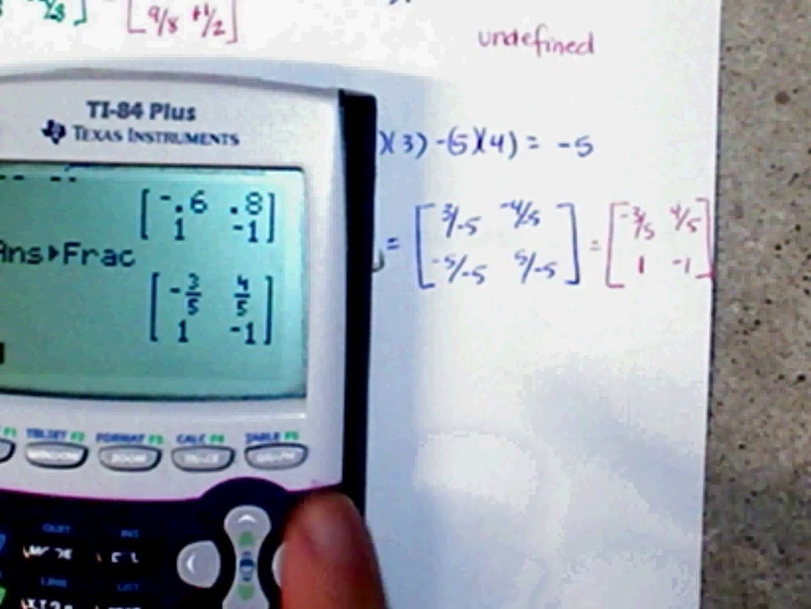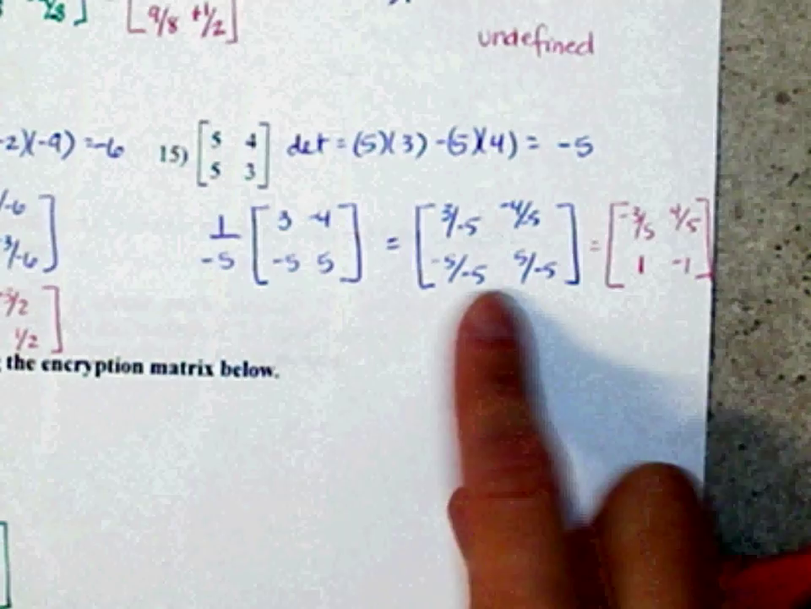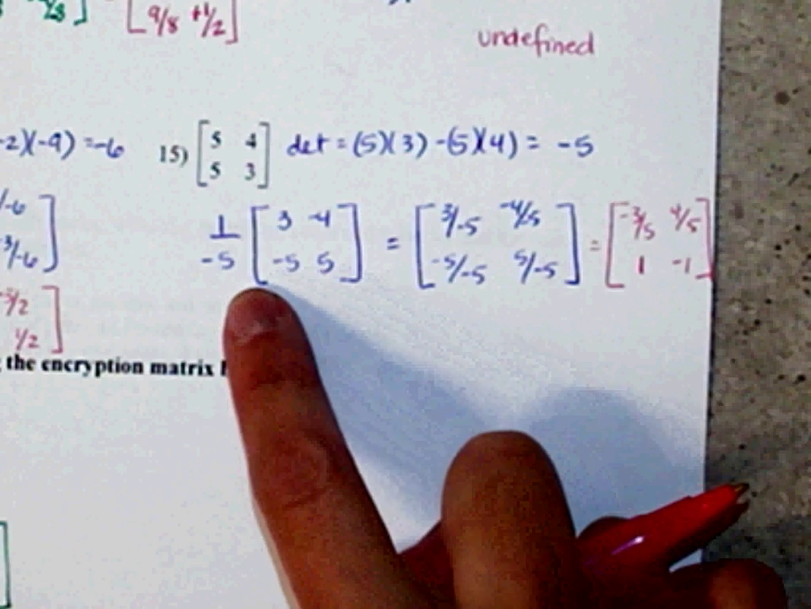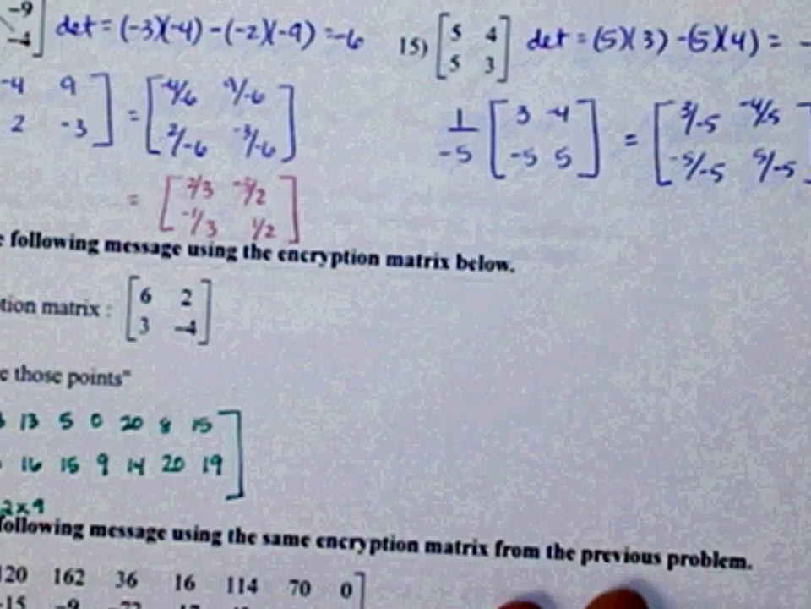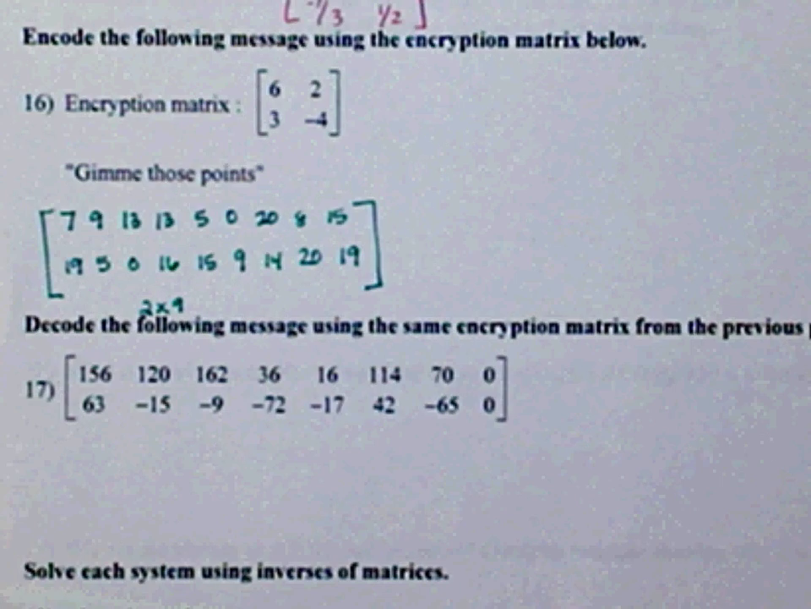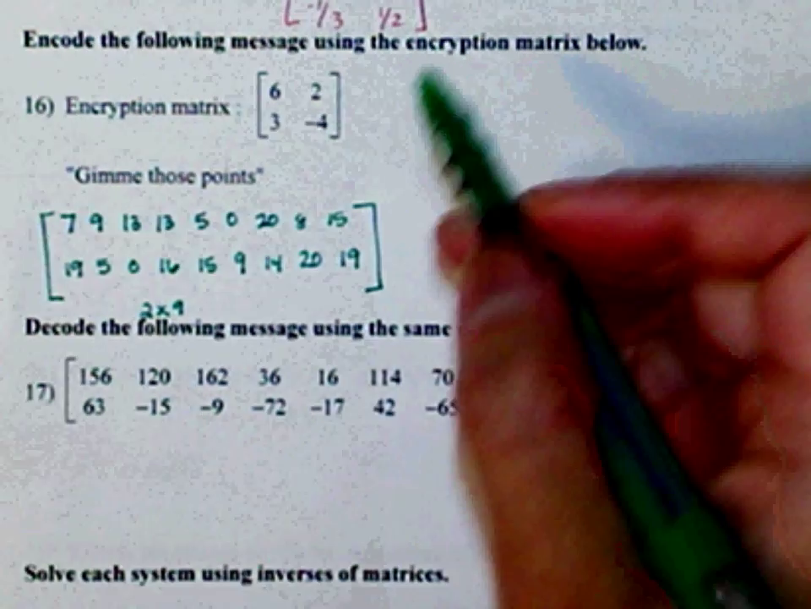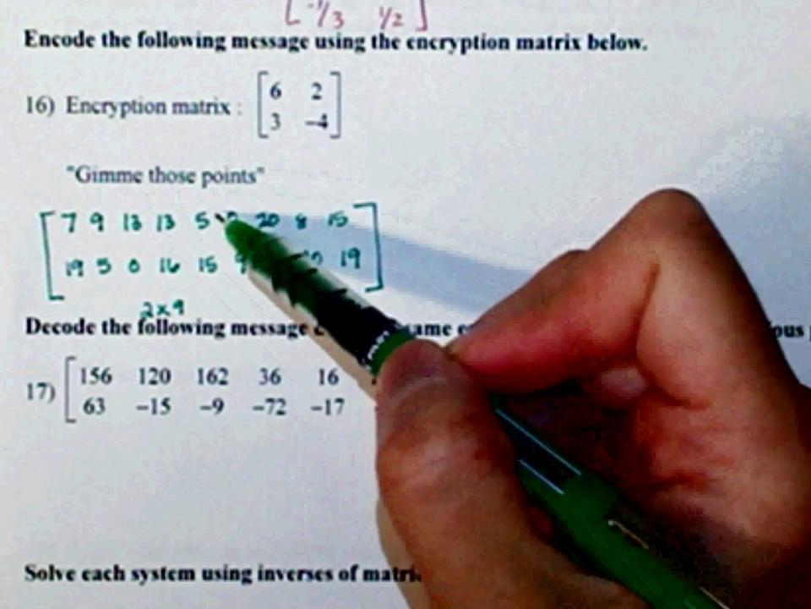Answers only right there is not going to be acceptable. You have to show your adjugate and you have to show your determinant to get full credit. On 16, you are going to be encoding. Okay? Here is the work that shows for both of us. That's going to work. Give me those points is what I want you guys to say.